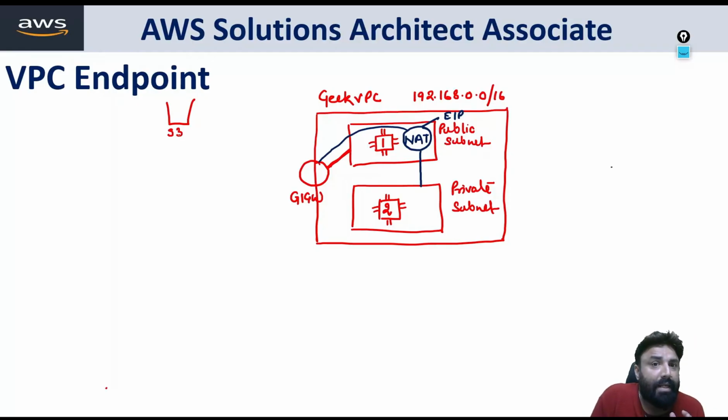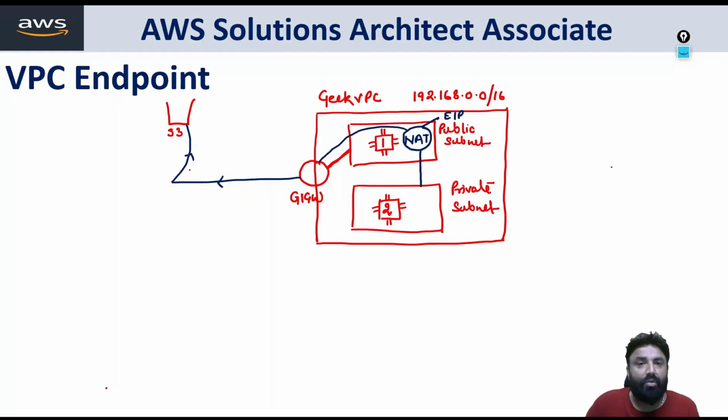As per your understanding till module 3, what would you say we should do? We should create a NAT gateway in a public subnet, allocate it an elastic IP, then via the internet gateway it will go to the internet, and via the internet, it will make a connection with S3. So it will be something like this.